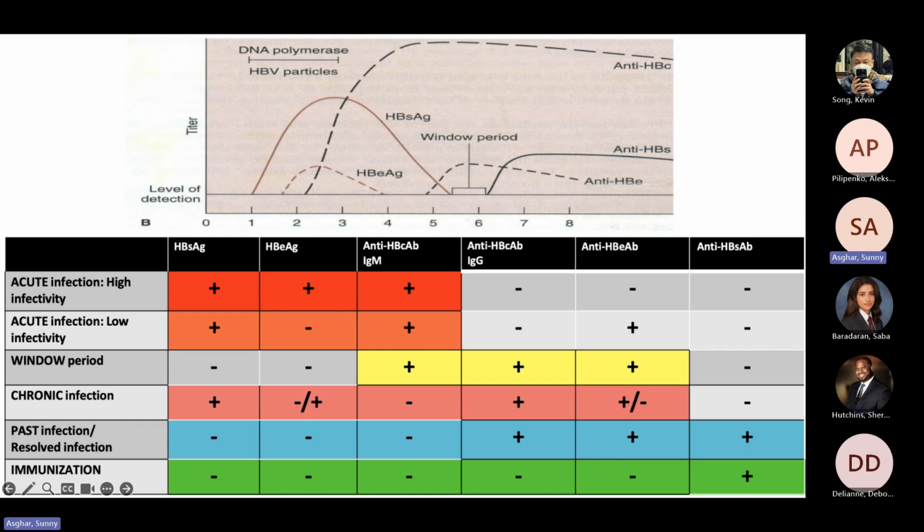And then chronic infection. Basically, with chronic infection, we would see it present beyond 6 months. But this one would vary, because sometimes you could see HBe antigen or not, and the HBe antibody can be there or not be there as well. And then basically our past infections.